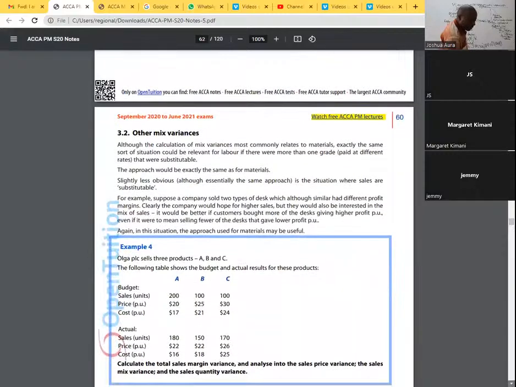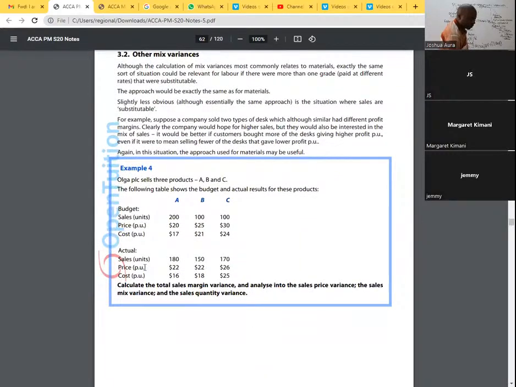This one here is total sales margin variance. Analyze it into sales price variance, sales mix variance. I would want you to do this example 4 from this book. Of course, it can't be repeated this semester, but just for purposes of ideas and expanding our memories, I would really want us to look at this.